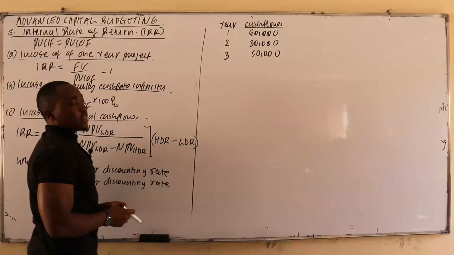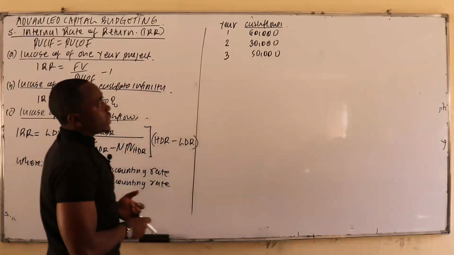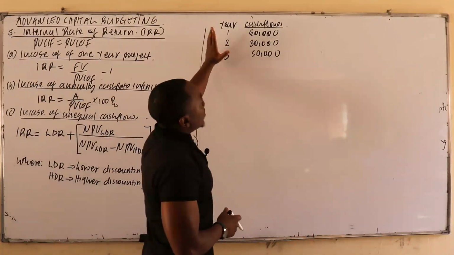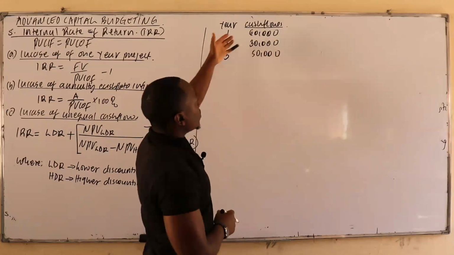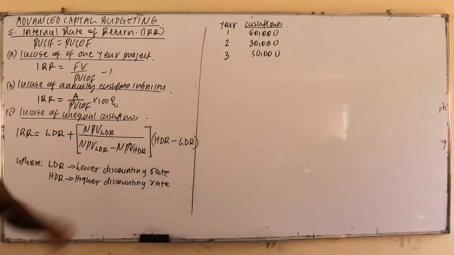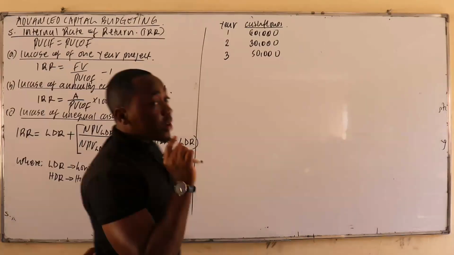Yeah, so now let's begin. So don't write, let me explain it. Now, in this case, if you look at the cash flow characteristic of this project, the cash flows are not the same. This is what you call unequal cash flow. And in case of unequal cash flow, we use the method of trial and error.